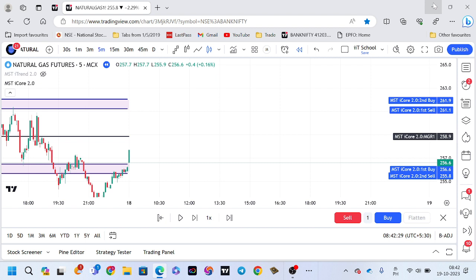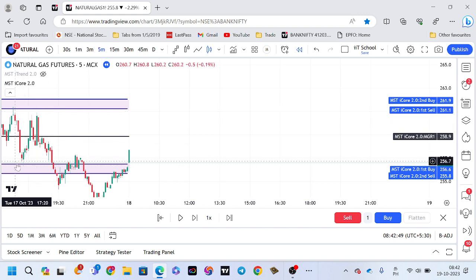Now let me look into this. On the previous day, 17th October, sell activated in natural gas exactly and targets hit. Again buy activated, targets hit. Again a second sell activated, targets hit. But actually, per day only one trade. If sell activated, there is no buy. If buy activated, there is no sell.